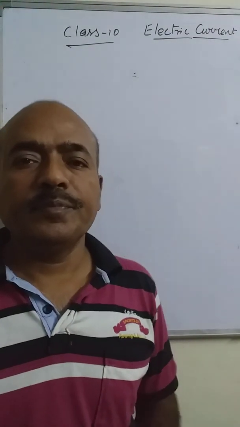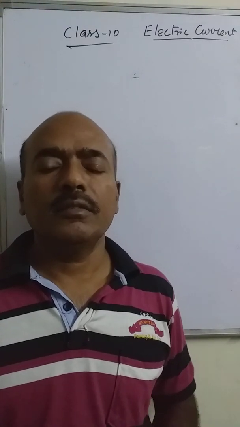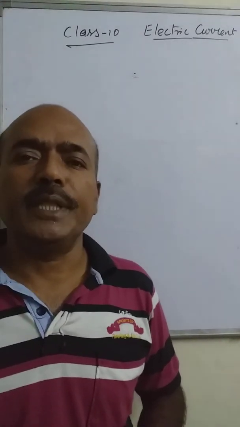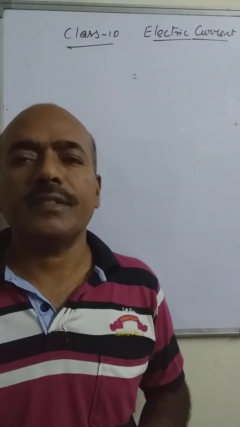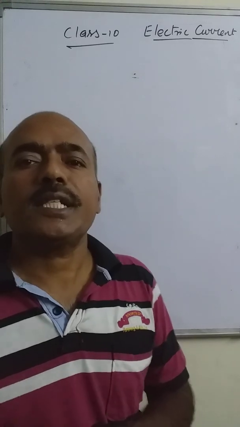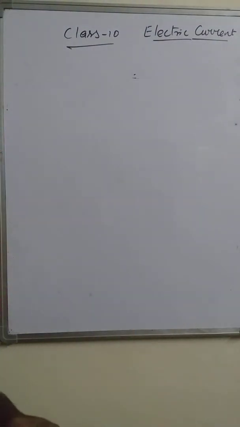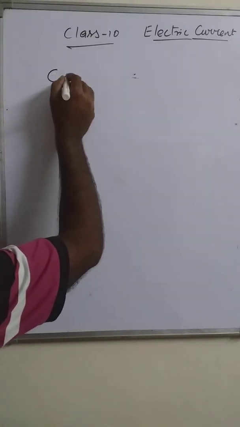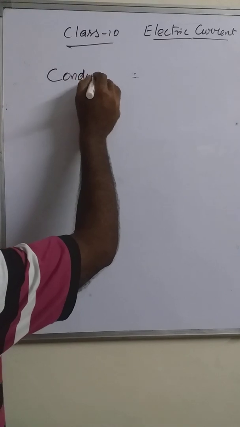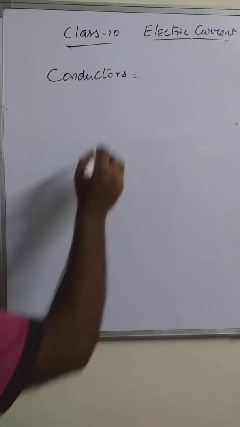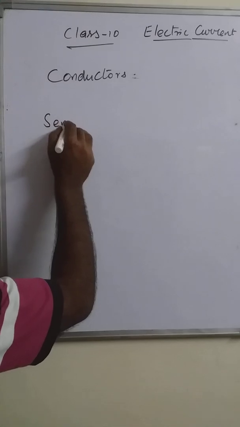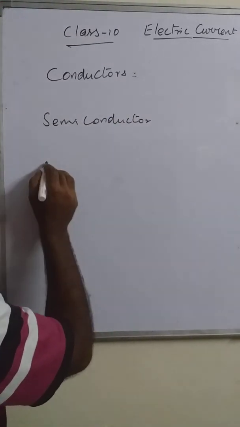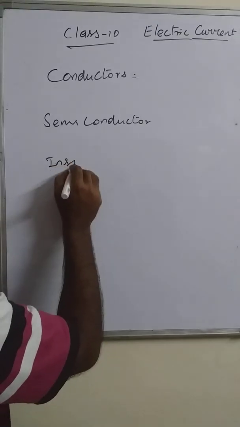Good morning, children. In the previous video, we were talking about the classification of materials in terms of resistivity. That classification, once again I write, is that materials are classified as conductors, semiconductors, and insulators. These are the three categories.